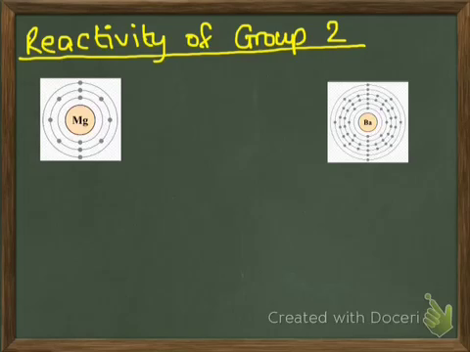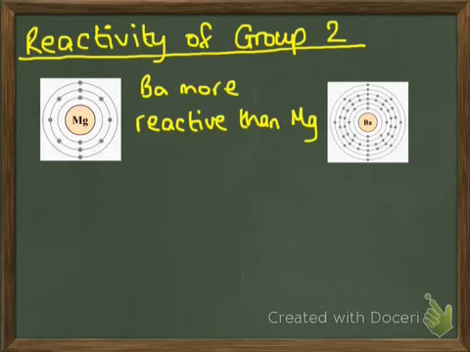is that they become more reactive as you go down the periodic table. Now, we will discuss why this is the case in a little bit more detail in this slide. So we can see that we have the electron configurations for a magnesium atom and a barium atom. And we know from the trend discussed earlier that barium is more reactive than magnesium.